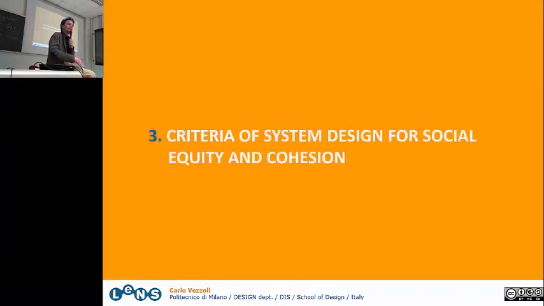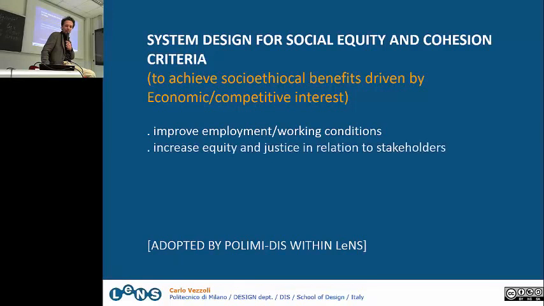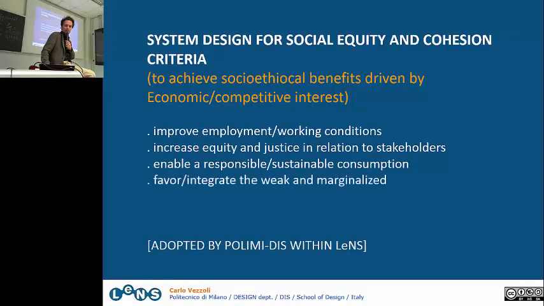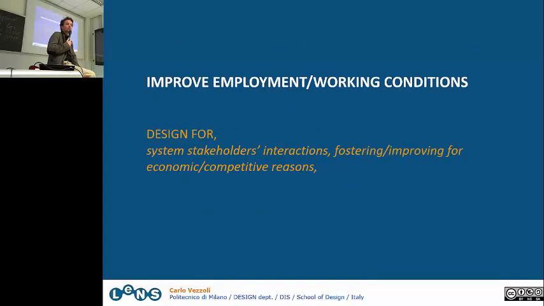Now we will see the 6 criteria for the socio-ethical dimension. Improve employment and working conditions, increase equity and justice in relation to stakeholders, enable responsible, sustainable consumption, favor and integrate weak and marginalized, improve social cohesion, and empower and enhance local resources. So, the first one, improve employment and working conditions, is quite easy to say, right? It's quite clear.